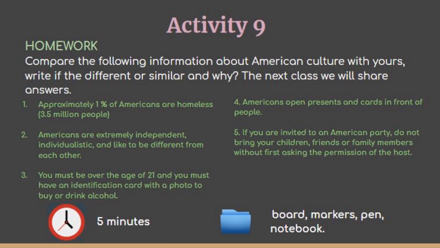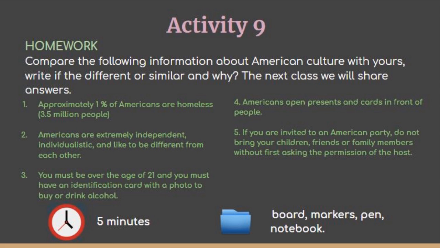Fifth, if you are invited to an American party, do not bring your children, friends, or family members without first asking the permission of the host. Duration: 5 minutes. Materials: board, markers, pen, and notebook.